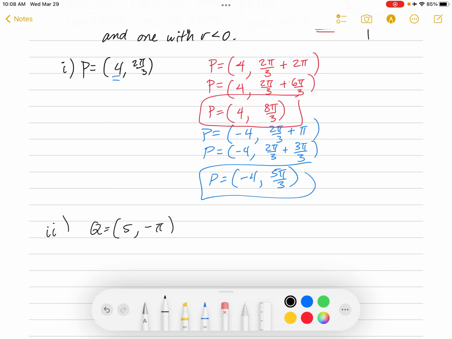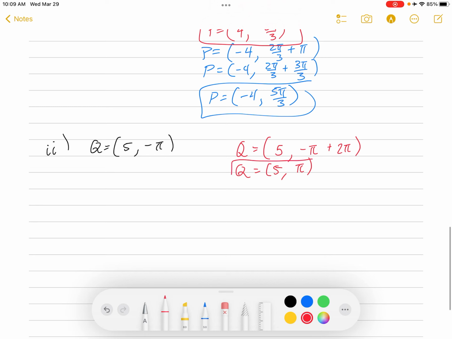All right, so here's another. Let's say I got Q is 5 comma negative pi. So we can rewrite Q, keeping the r value 5, and taking negative pi and adding 2 pi to it. That'll give us 5 comma negative pi plus 2 pi is simply pi. So 5 comma pi is the same point as 5 comma negative pi.